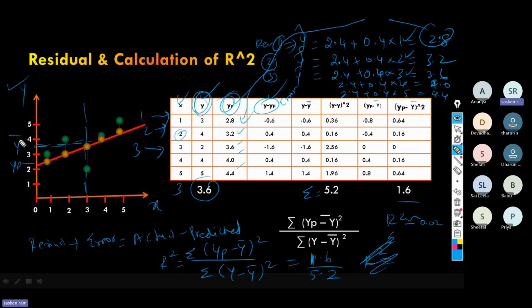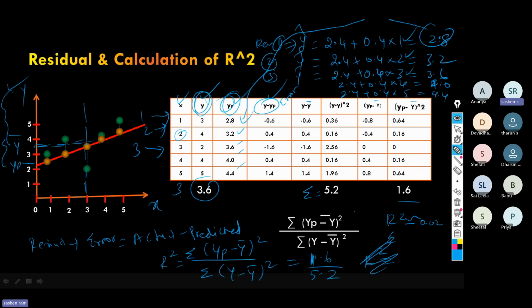So yp minus y bar, this one, if you square it, that is what we are doing, divided by y minus y bar. We are squaring this distance, and these two we are squaring. yp minus y bar whole squared divided by y minus y bar whole squared. This distance we are squaring here. Visually also you can find out. So using R squared, we can measure the accuracy of the model.